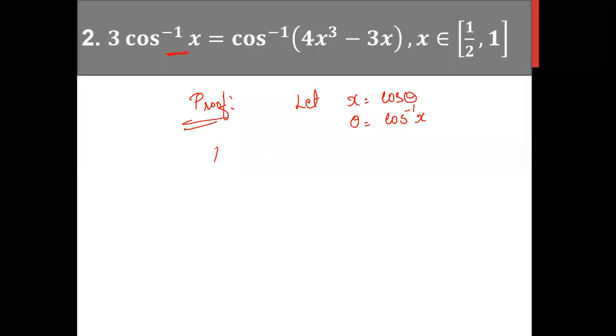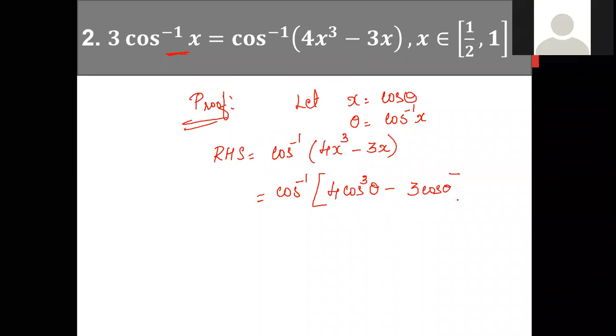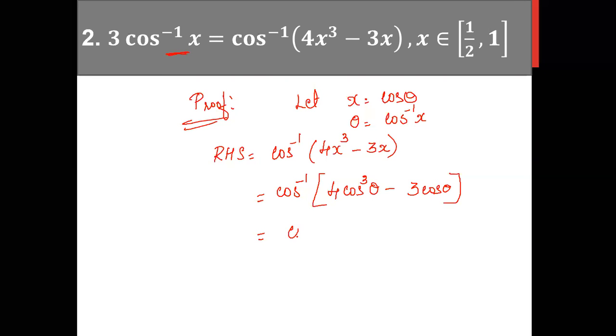Then take the RHS. RHS is cos inverse of 4x cube minus 3x. In place of x, substitute the value we have considered, that is 4 cos cube theta minus 3 cos theta. So that is cos inverse of, what is the formula? Yes, good Aishwarya, it is cos 3 theta. So cos 3x is 4 cos cube x minus 3 cos x.